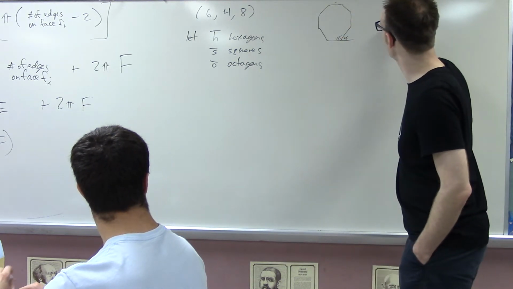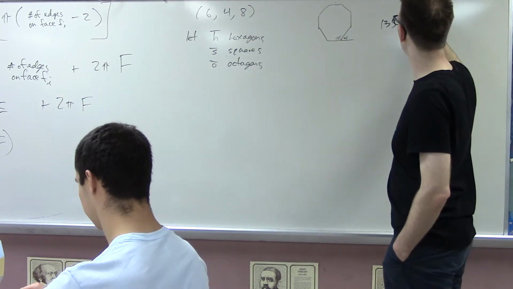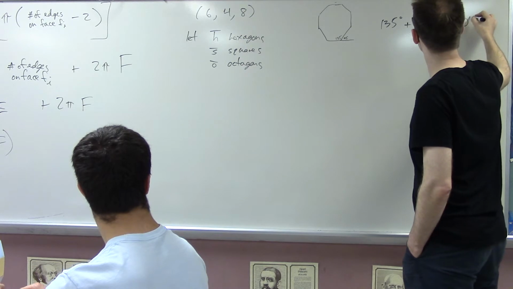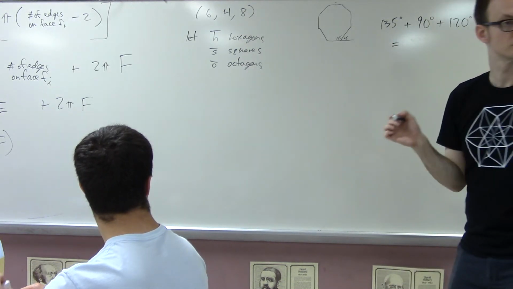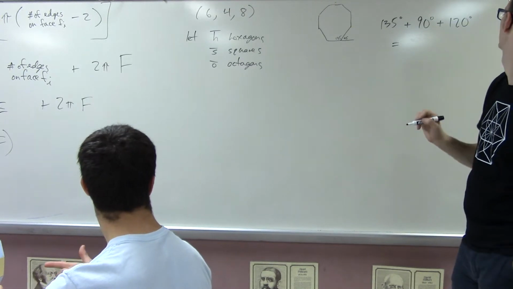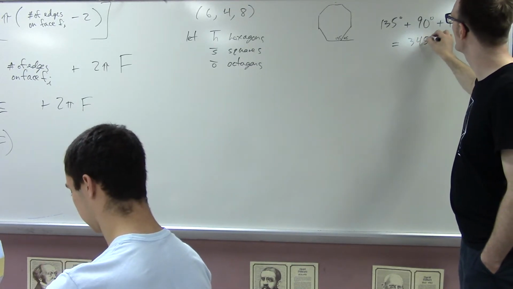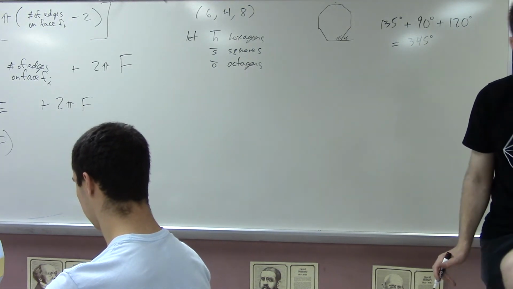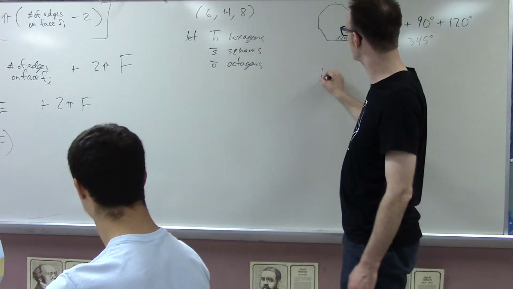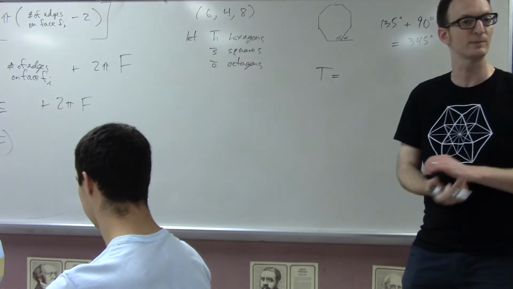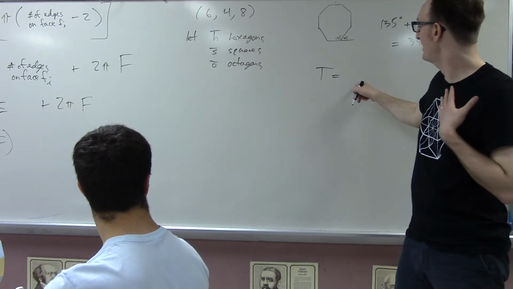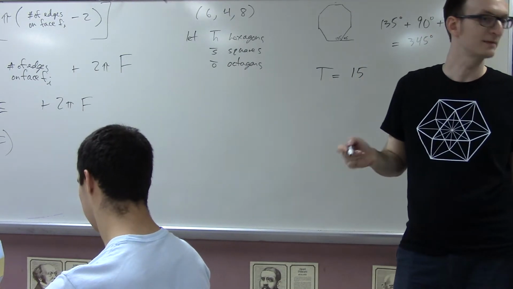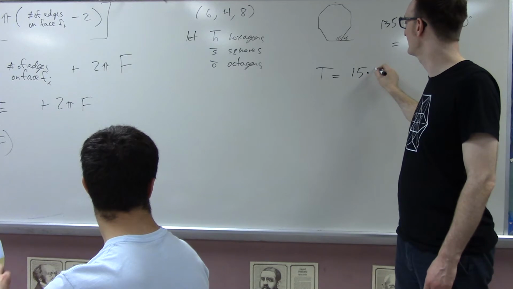So each octagon contributes 135 degrees, each square contributes 90, and each hexagon contributes 120. So the sum of all these is? 345. That's right, 345. So what is the angular defect at any given vertex? 15 degrees. If the angular defect is 15 degrees, then what is T, the total angular defect for the entire polyhedron? 720. It is 720. It is also 15 degrees per vertex times the number of vertices.